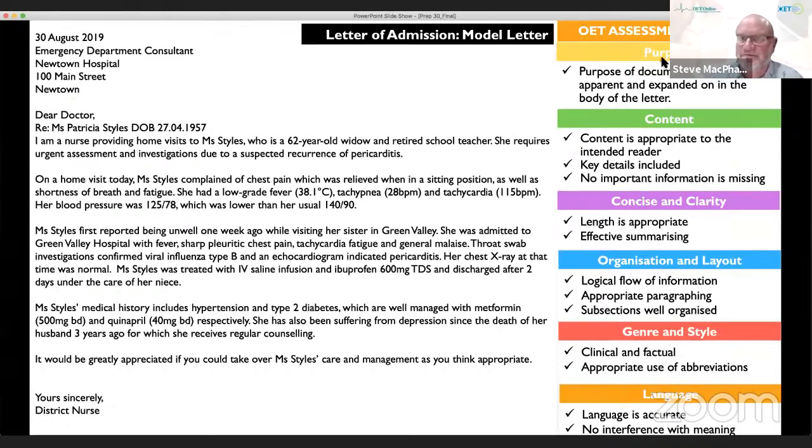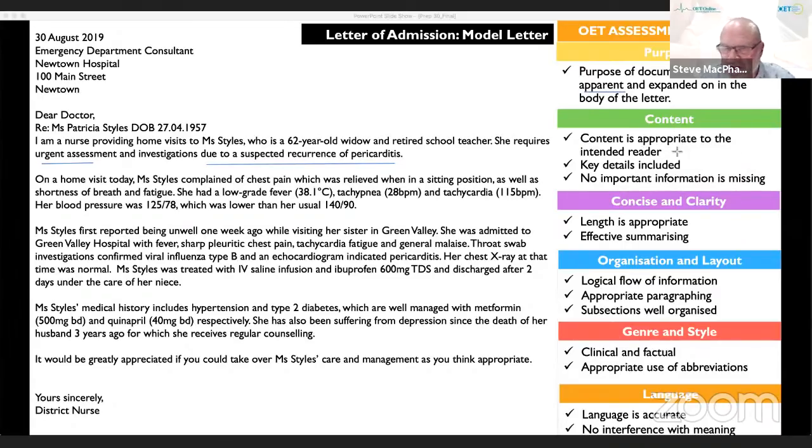Okay, let's analyze it. Purpose. The OET wants you to write with good purpose. Purpose of document is immediately apparent and expanded on in the body. Well, it is immediately apparent, isn't it? I love that word, everyone. Immediately apparent. That's the word we're looking for. And it is. We know it's an urgent assessment. And we also know because of a recurrence of pericarditis, it's immediately apparent. 3 marks for purpose, everyone.